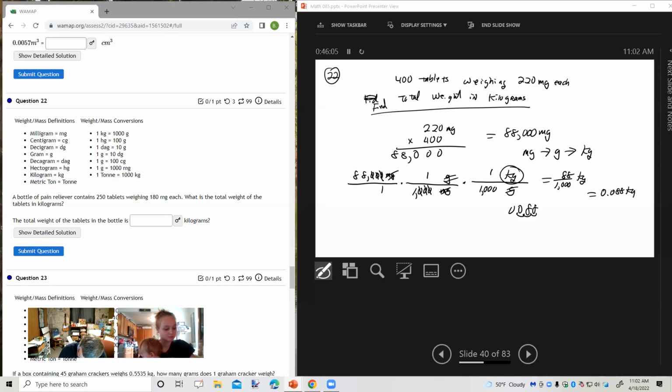0.088 kilograms. Any questions about that?